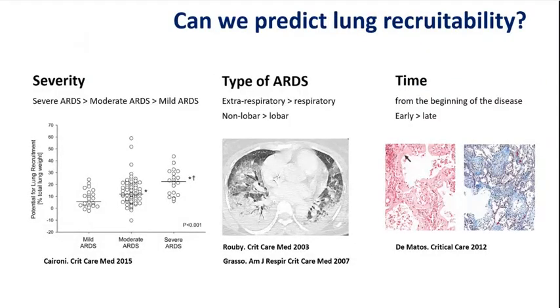Can we predict recruitability? Yes, if we look at the full picture, there are some criteria. We know that severe RDS patients are more recruitable than moderate and mild. The type of RDS also is important. Extrapulmonary injury has more potential than pulmonary injury, and non-lobar injury on the CT scan or chest X-ray has more potential than lobar. And then the time from the beginning of the disease is important. In early onset RDS, it will be easier to recruit than in late onset RDS.